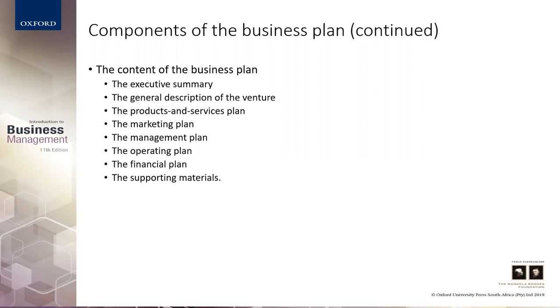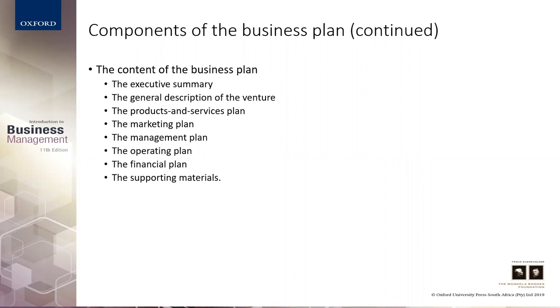So what goes into the content? You first of all write the executive summary. You give a general description of the company, then the product and service plan. Here you basically describe the product and service and point out any unique features. You should also be able to explain why people will buy the product or service.